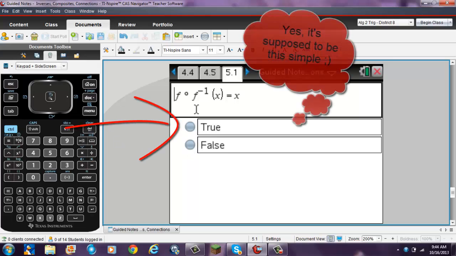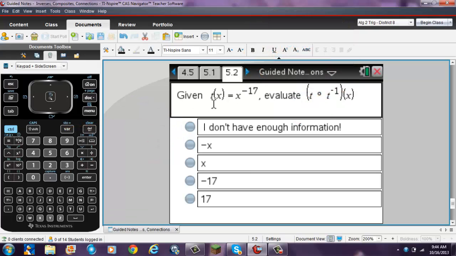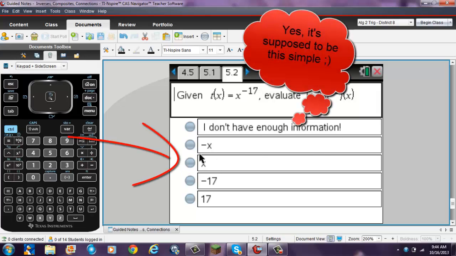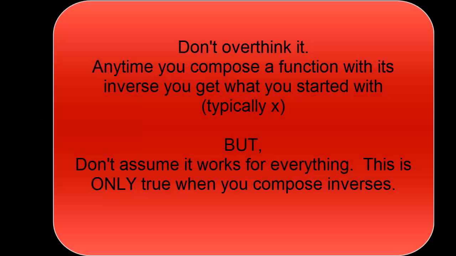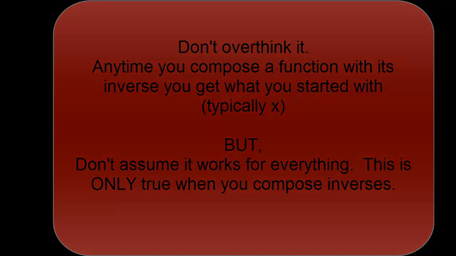f composed with its inverse of x is x. That's absolutely true. It's supposed to be that easy. It's just knowing the rule. Same with this one. Some function composed with its inverse gives you what you plug in back, in this case x. It's supposed to be that easy. Just know your rule. Try not to overthink it, but don't assume it works for everything. It's only true when you're composing inverses.